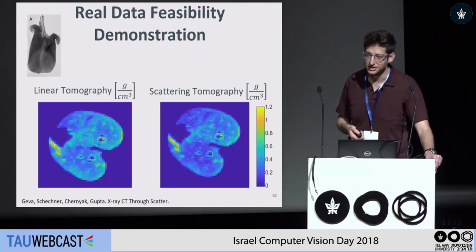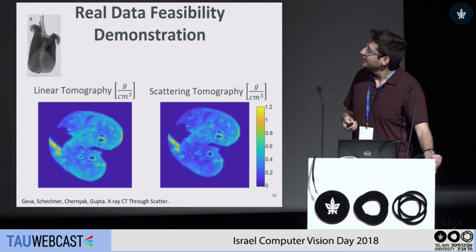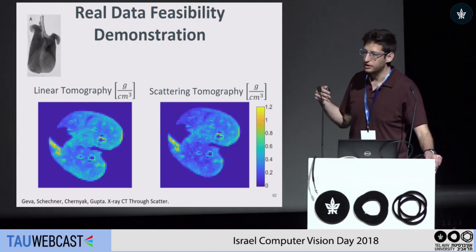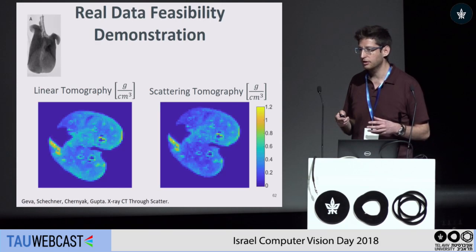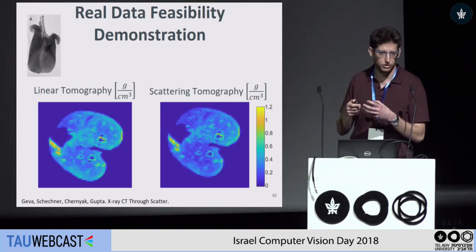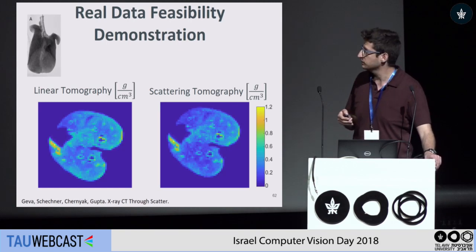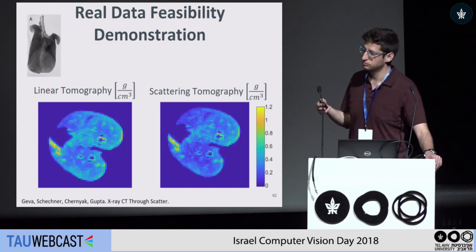As you can see, this is just a qualitative experiment because we don't have ground truth. Also, you can see that the differences between our reconstruction and the linear tomography is small, and this is because the imaged object here, this lung, is very small, only in the order of a few centimeters. And it also has very weak scattering characteristics. However, this shows feasibility of scaling our method to real data.